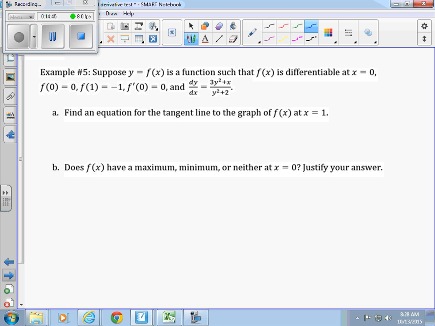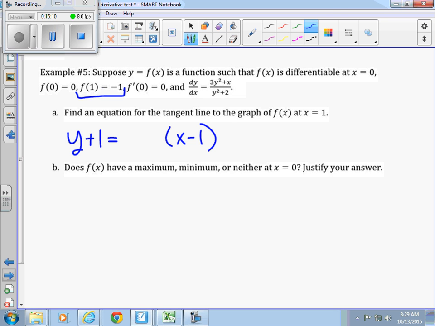So what do you need for a tangent line? X, y, and slope. I have an x, they gave me an x. Did they give me a y? It's this one, right? Y plus 1. How am I going to find the m? Because they did not give me the m.